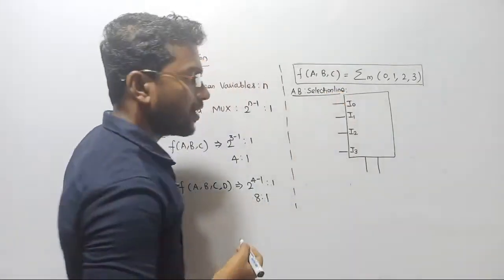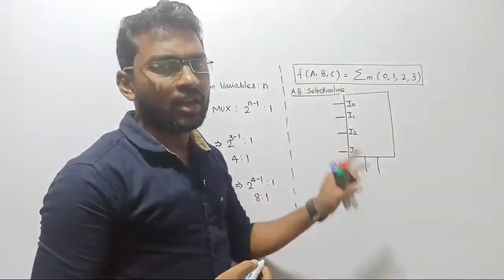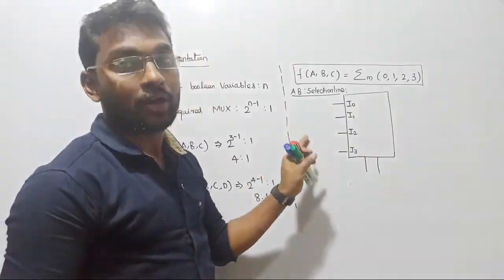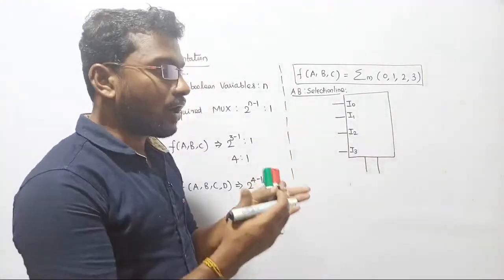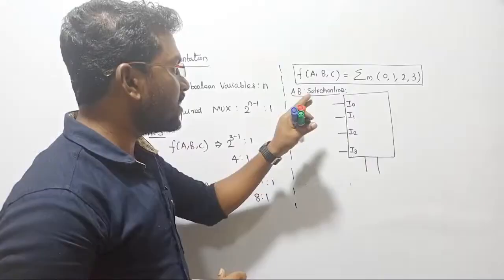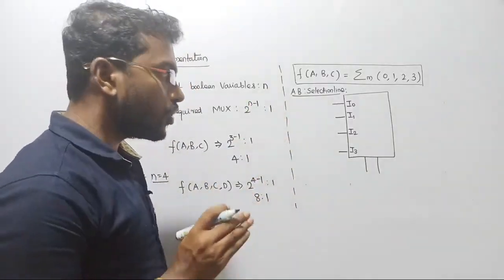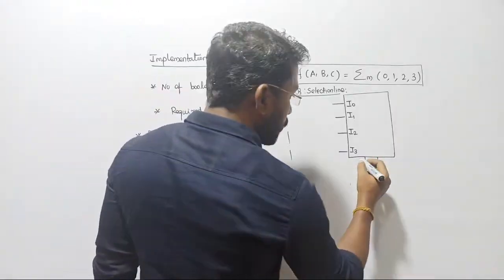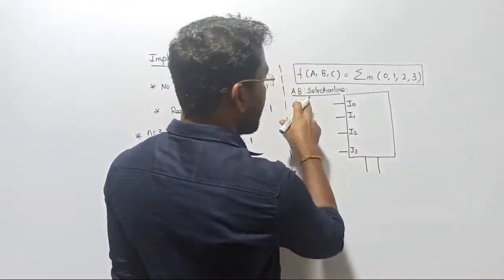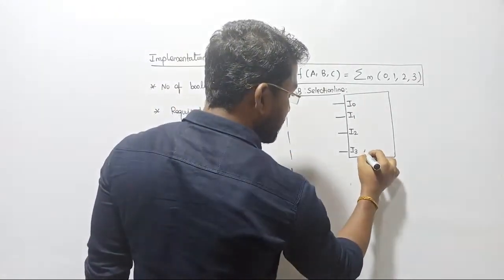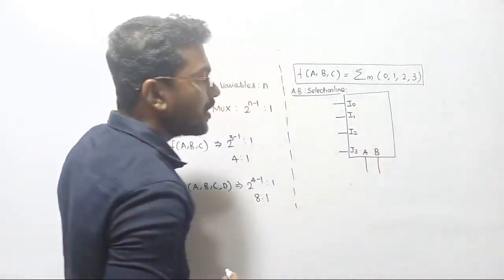Understanding this is very, very important because there are 3 variables. Whether AB, or BC, or CA are going to be the selection line, that will be given in your exam. You need not panic about that, right? So according to our decision, let us consider A and B are going to be our selection line.